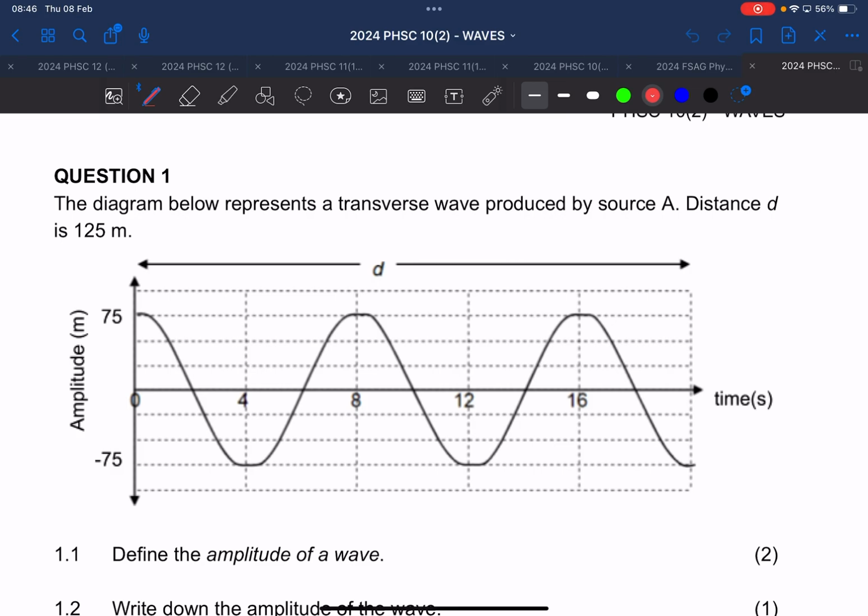Alright. Okay, so you can see there, they give you the amplitude, they give you the time here on the x-axis. They show you distance d is 125 meters. Where's distance d? That is distance d. What is given by d? D gives you 2.5 wavelengths. Okay, so some way you must write 2.5 waves gives you 125 meters.